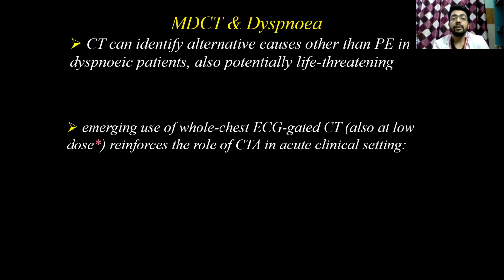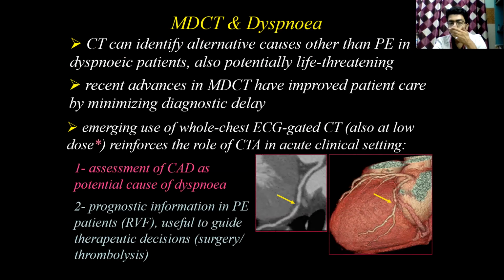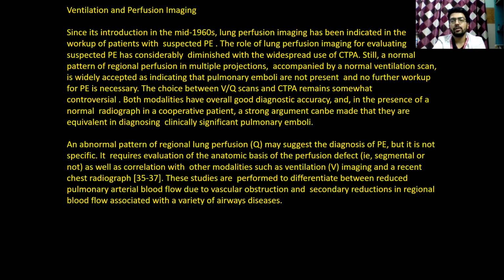death. MDCT and dyspnea: CT can identify alternative causes other than PE in dyspneic patients, which are also potentially life-threatening. Emerging use of whole chest ECG-gated CT reinforces the role of CTA in the acute clinical setting. Recent advances in MDCT have improved patient care by minimizing diagnostic delay. Assessment of CAD as a potential cause of dyspnea. Prognostic information in PE patients, such as right ventricular failure, is useful to guide therapeutic decisions, such as surgery or thrombolysis.